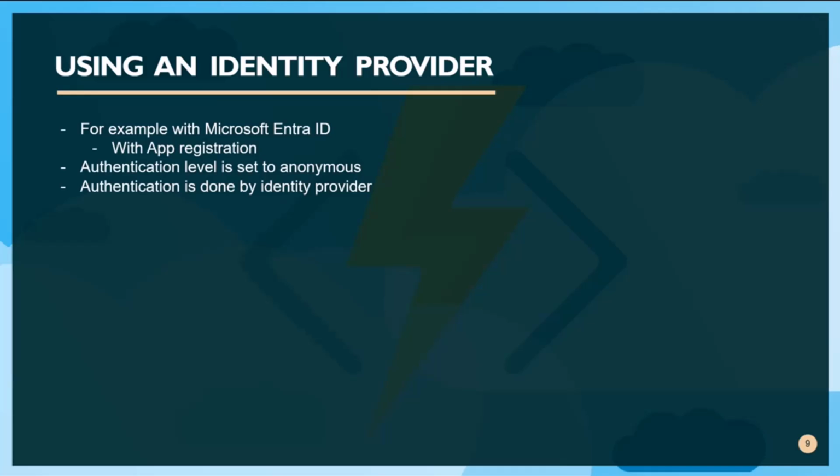Next to the app registration, you have to set the authentication level to anonymous. So we will see that later in the function where you have to set that level. And this means that we don't secure the Azure function with an authentication level, but the authentication is done by the identity provider itself. Once authenticated, the identity provider will return a token, an access token, which then can be used to secure your function access.